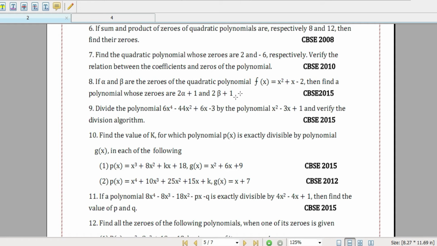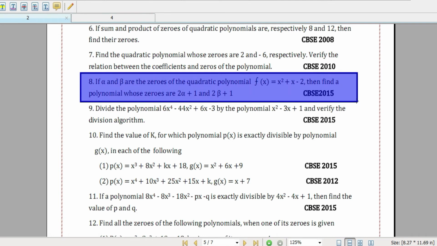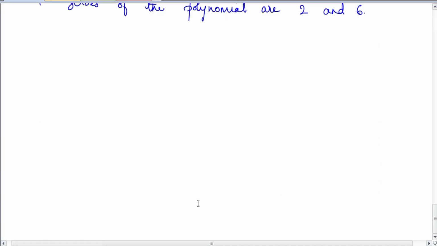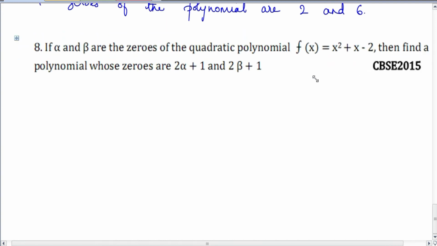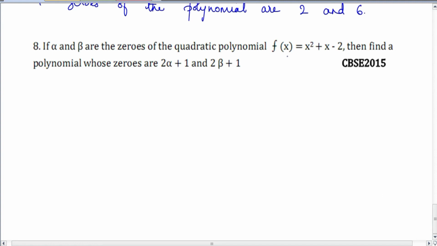So this is again you need to find alpha and beta, which are zeros of this, and then find out what is 2 alpha plus 1 and 2 beta plus 1, and then find out that polynomial. Slightly lengthy question. So let us see how to solve this one. Understand the question first. This is the first polynomial, the given polynomial. For this, the zeros are alpha and beta. We are supposed to find another polynomial whose zeros are 2 alpha plus 1, 2 beta plus 1.